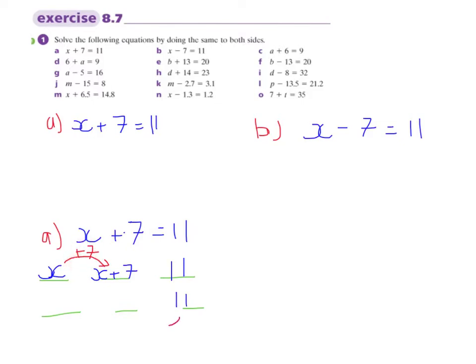So what was my backtracking? My backtracking was a negative 7. Okay, so now I do 11 take 7. 11 take 7 is 4. So I know my x equals 4.